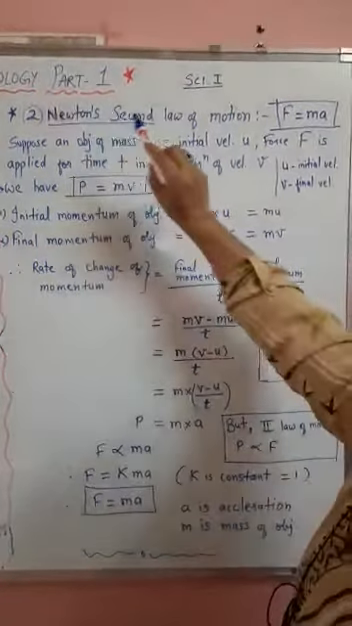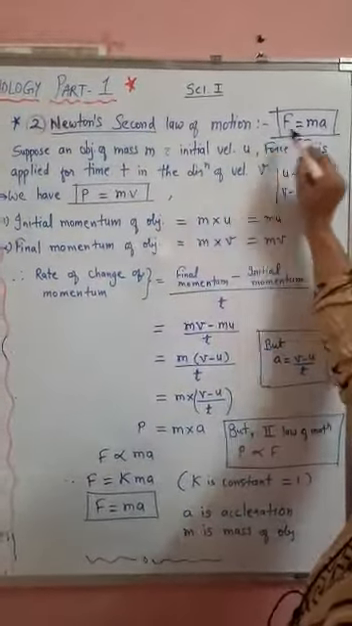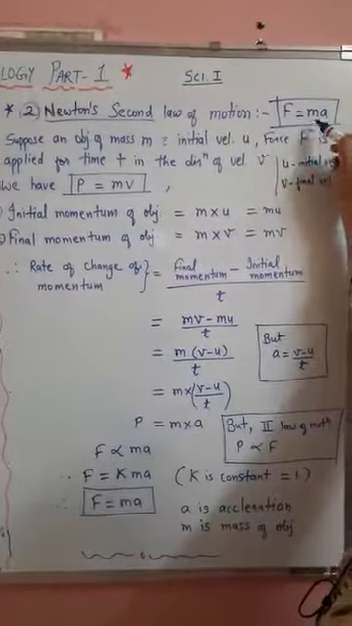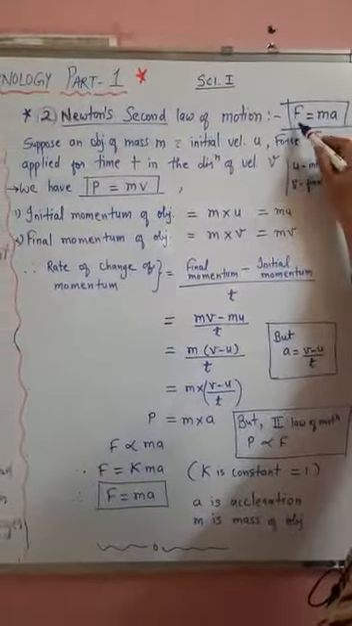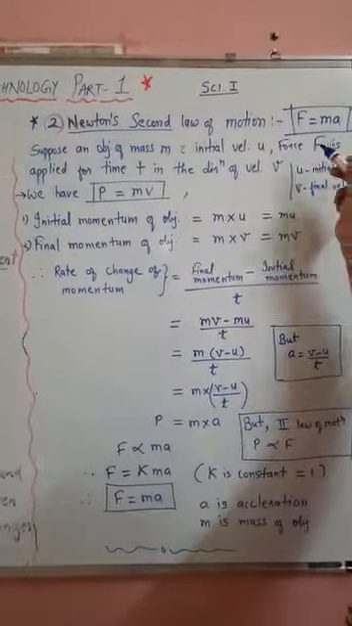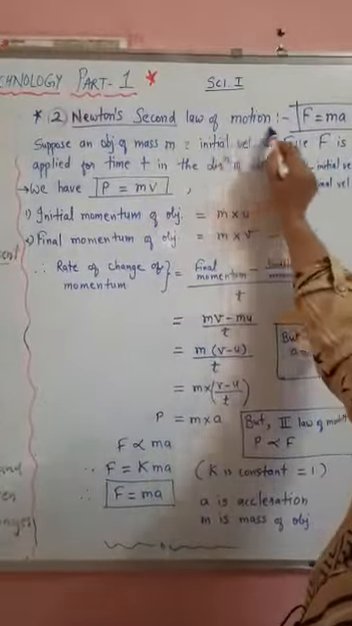Now Newton's second law of motion states that F equals ma. Now we will see how to derive this. According to the second law of motion, the rate of change of momentum is equal to the force.